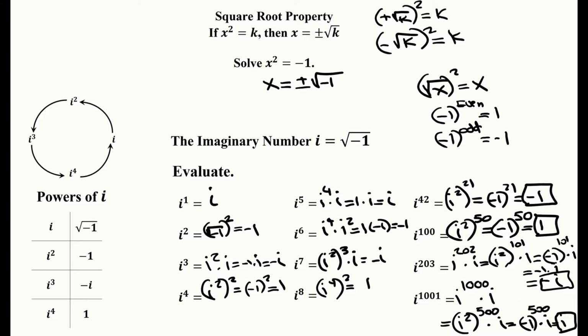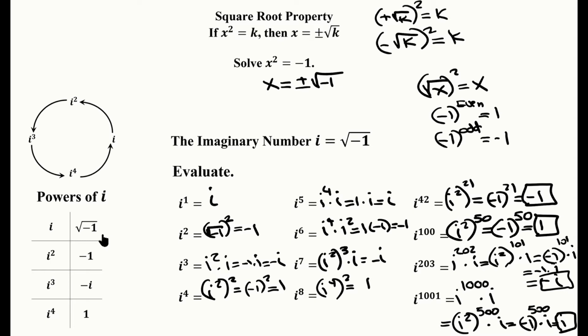So that's how you handle these larger powers of i. Notice that none of them ended up with a result different from any of these numbers. We only get those numbers. Of course, i itself is the square root of -1.